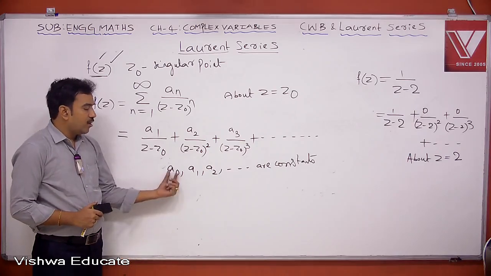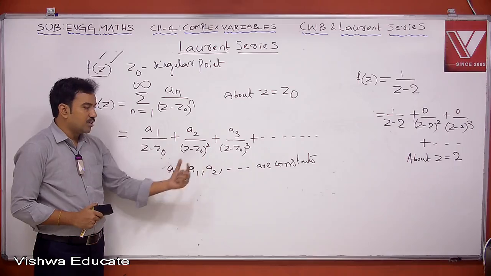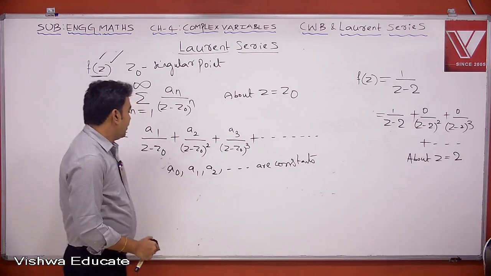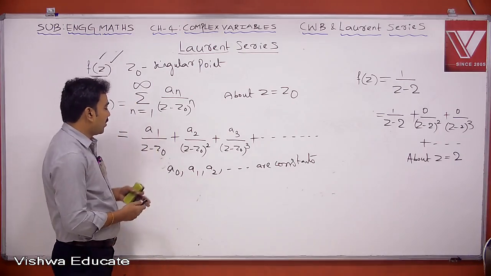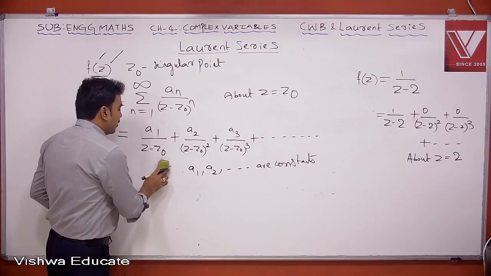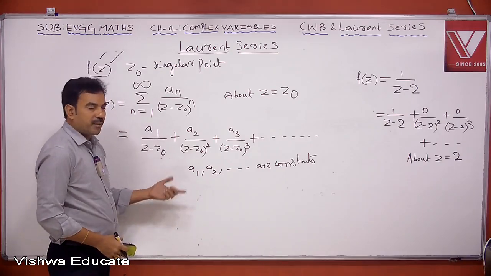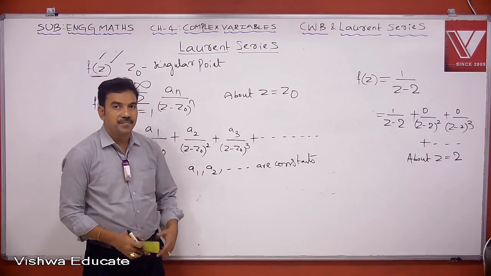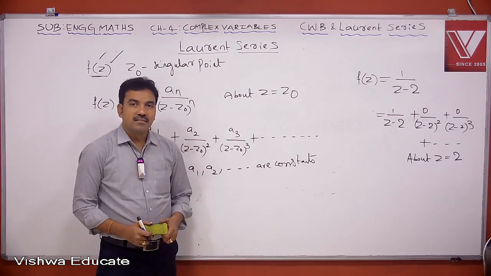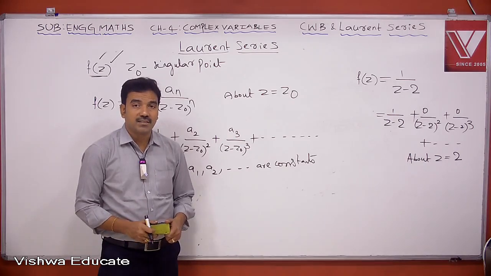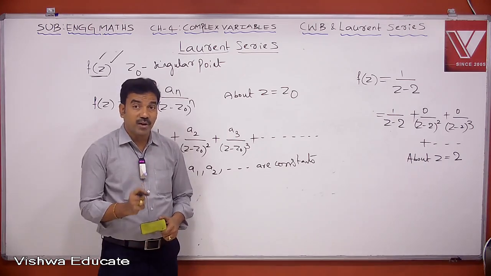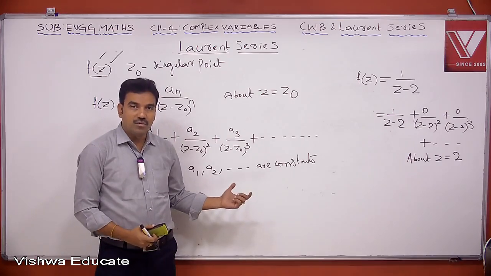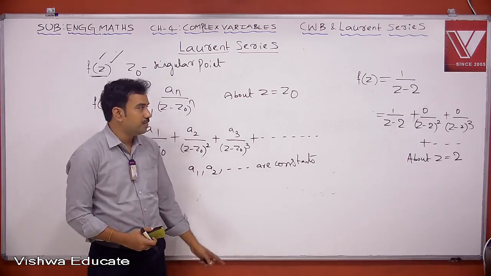Where a1, a2 and so on are constants. Of course we started from 1 onwards, so a1 only, a0 should not be there. Where a1, a2 and so on, an and so on are constants such that at least one of these constants is not equal to 0. This term is very important. Such that at least one of these constants is not equal to 0.